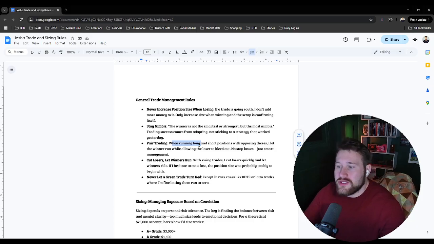You're almost better off just saying that's a lotto now. It can go to zero. What's the next trade? Next trade mindset, right? So that's also a big reason why I decided to put that in there.